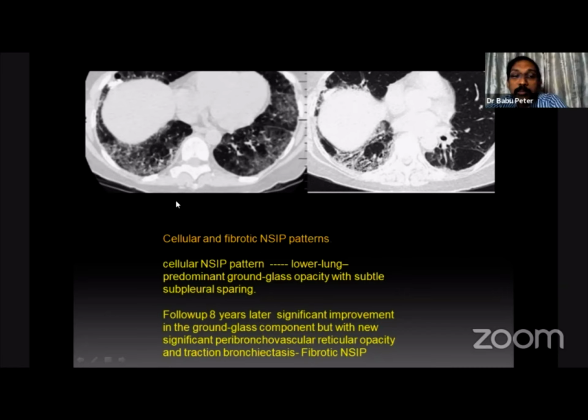In this patient, on follow-up 8 years later, there was a significant improvement in the ground glass, but the disease has progressed to fibrosis. So this is called the fibrotic form of the NSIP pattern. Whenever you get an early pattern with ground glass in an NSIP pattern with subpleural sparing, the possibility of a cellular form of NSIP can be raised, and this is the typical NSIP pattern with a fibrotic pattern.